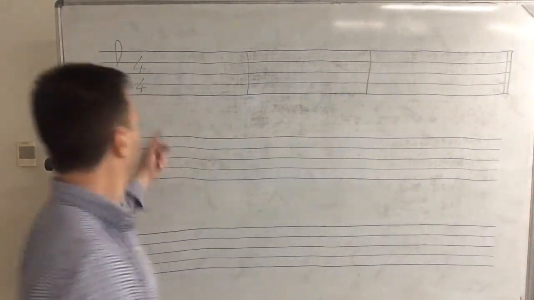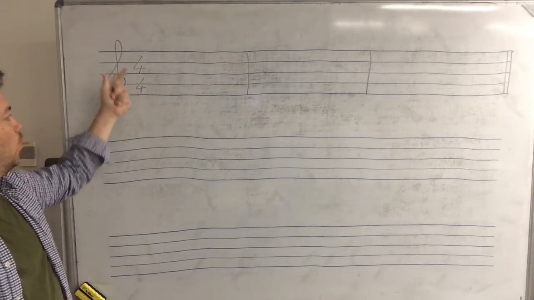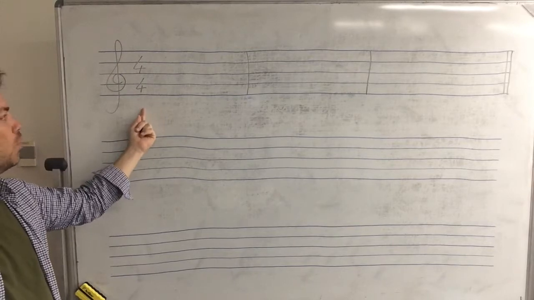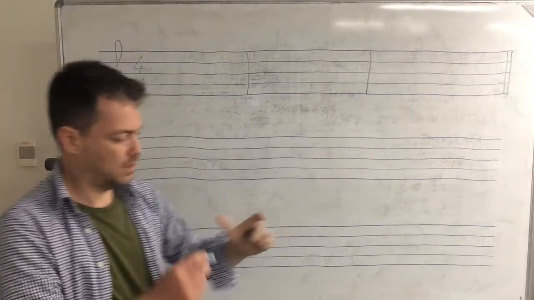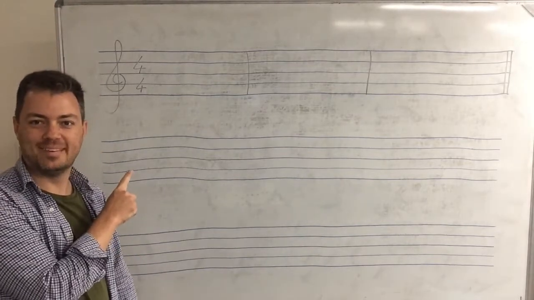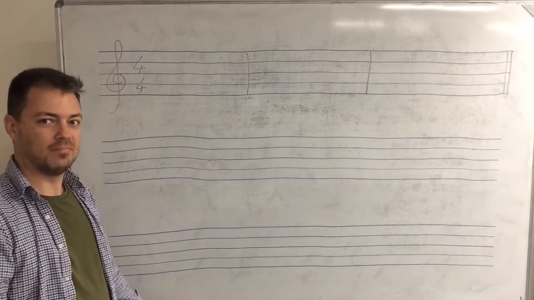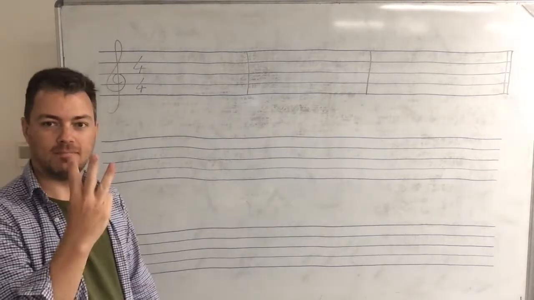Okay. So here we go. We've got our staff, our treble clef, we have a time signature, which is 4/4, and I've drawn some bar lines, and that has created some bars. Here's a question. How many bars have I written up there? The answer is 3. Okay?